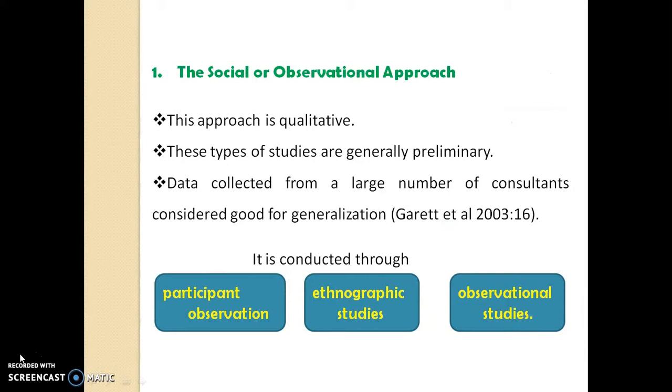The social or observational approach is preliminary and qualitative. A large amount of data is required for generalizations. It is conducted through participant observation, ethnographic studies, and observational studies. In participant observation, researchers have to observe the subjects without hinting. In ethnographic study, researchers have to collect complete information about the language, its language family, neighboring languages, and the culture and tradition of the language community, etc. And in observational study, the community as a whole has to be observed without the researcher being involved.